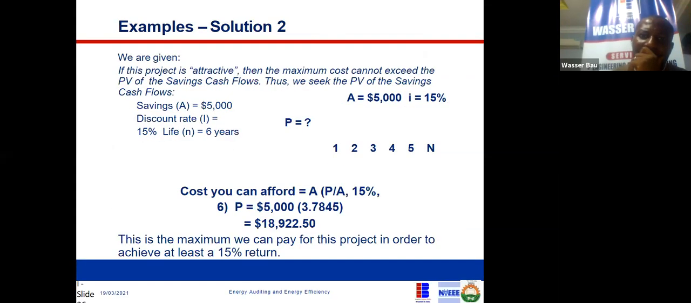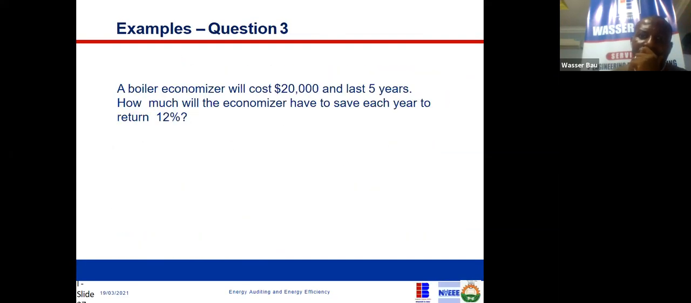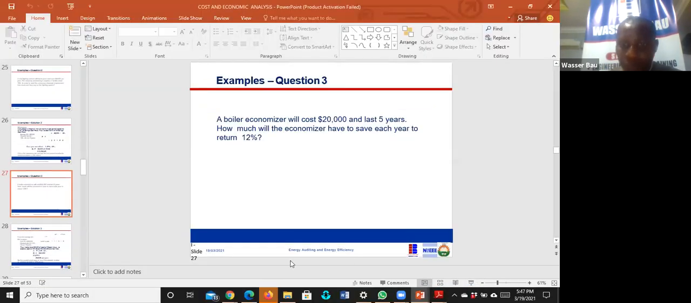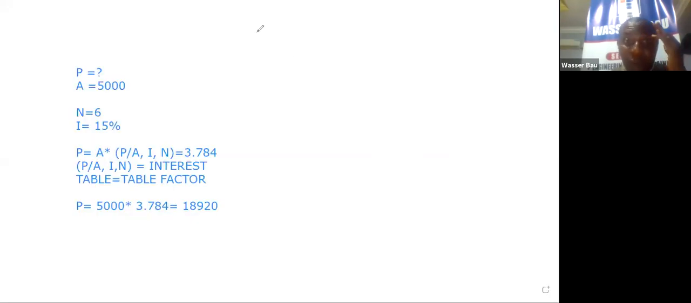So we're going to question number three. So look at it now. The boiler economizer will cost 20,000. This is what you're recommending. And it will last for 5 years from the manufacturer. So how much would the economizer have to save each year to return 20%? So who can tell me? What are we looking for? What are we given? Put in the chat. What are we given? What are we looking for?